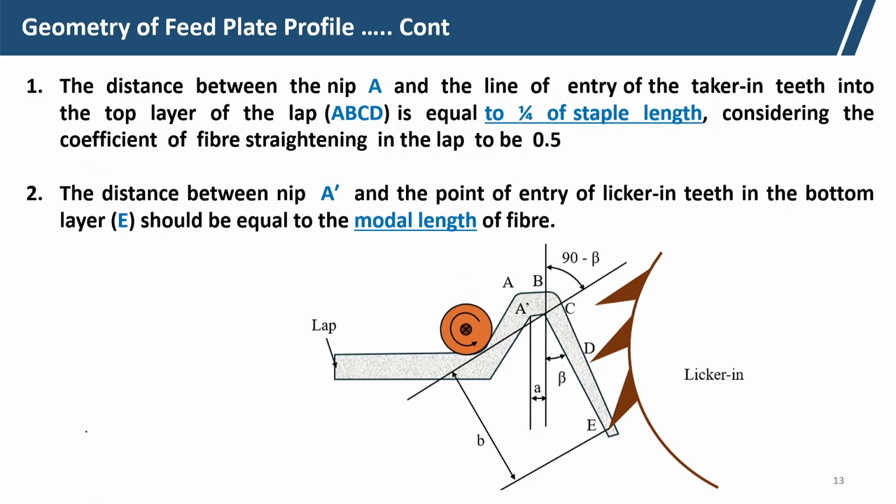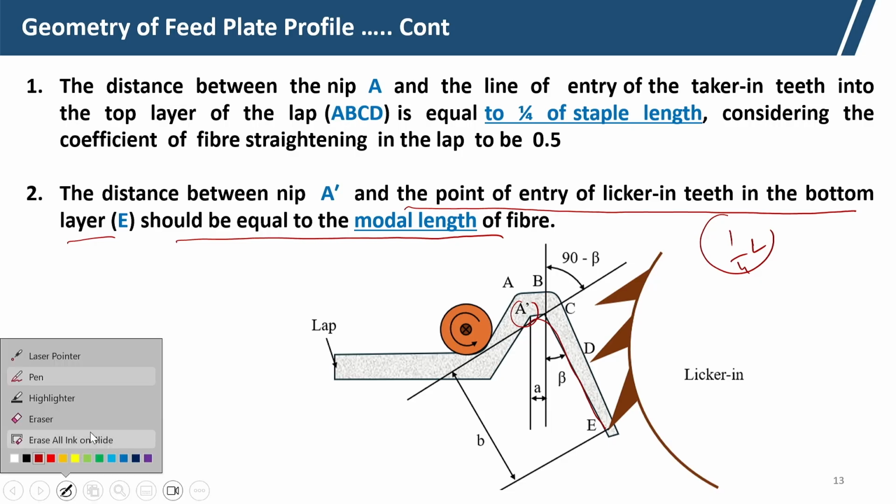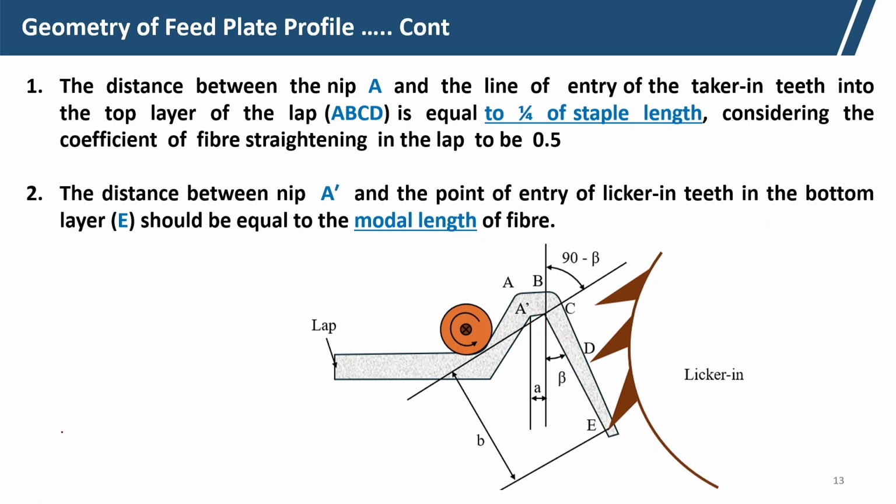Now, the distance between the bottom portion, nip A dash, as I have mentioned, and the point of entry of liquor at the bottom layer E. So, bottom layer E should be equal to modal length. The top layer is 1/4 of staple length and this should be equal to the modal length. That has been decided based on experiments and experience. So, with this assumption we will proceed.